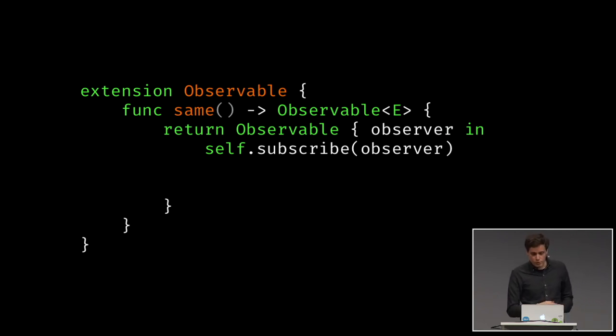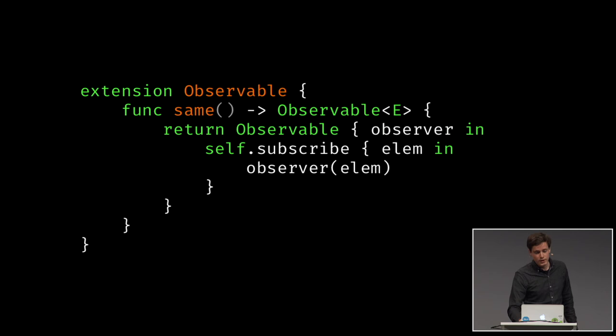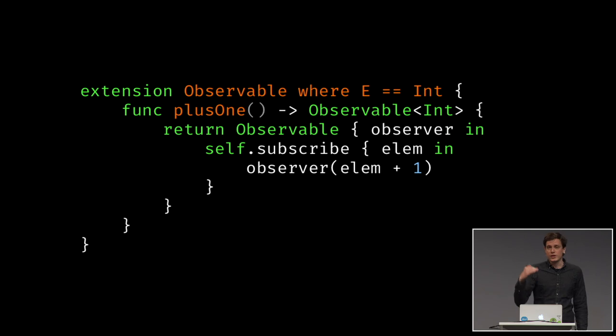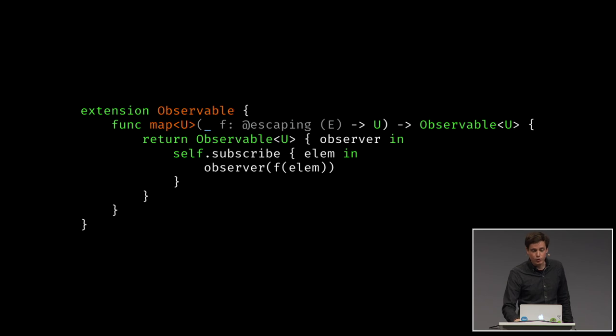So we return a new observable that, for every observer that subscribes, subscribes to the original observable. You can also write it like this, just a small change, where we actually have access to every element as it is forwarded to the new observable. And what we could do is, for example, define an operator called plusOne that just increments every value by one. We can make it more generic by defining an operator called map that you give a function that defines how each element should be mapped, and then call that function for every element and forward the results to the new observable.